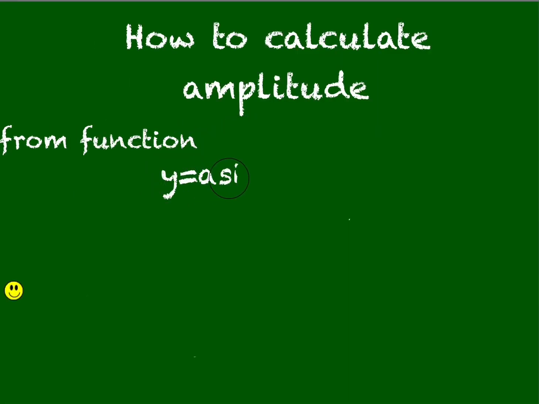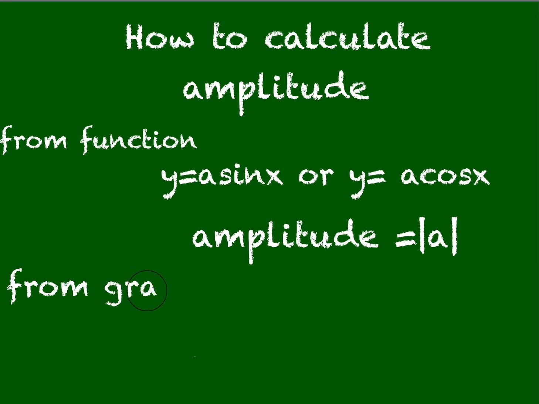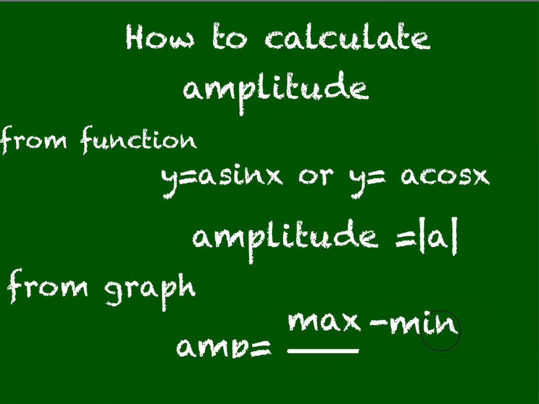We can easily figure out the amplitude of a function by taking the absolute value of the coefficient of the sine or cosine function. To calculate amplitude from the graph of a sine or cosine function, first, we need to locate the maximum and minimum points on the graph. Then, calculate half the difference between the maximum and minimum points. The formula for the amplitude is here.